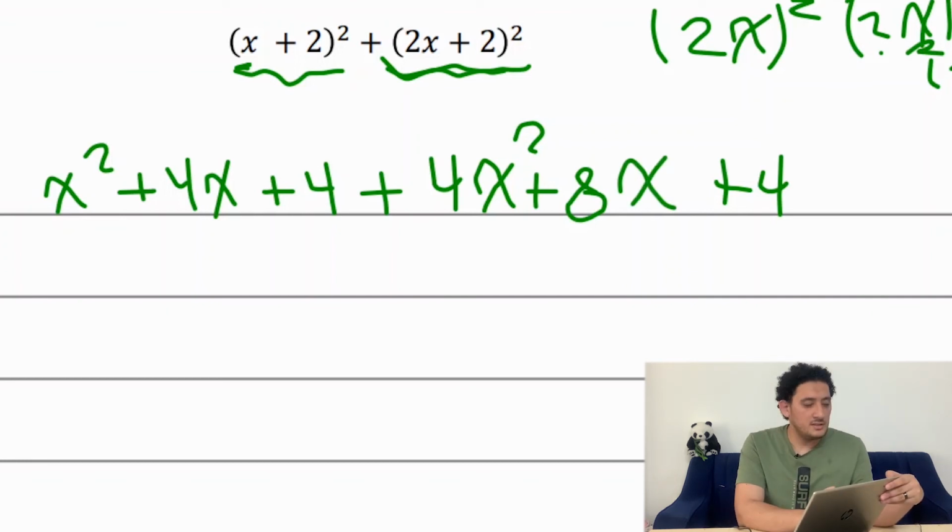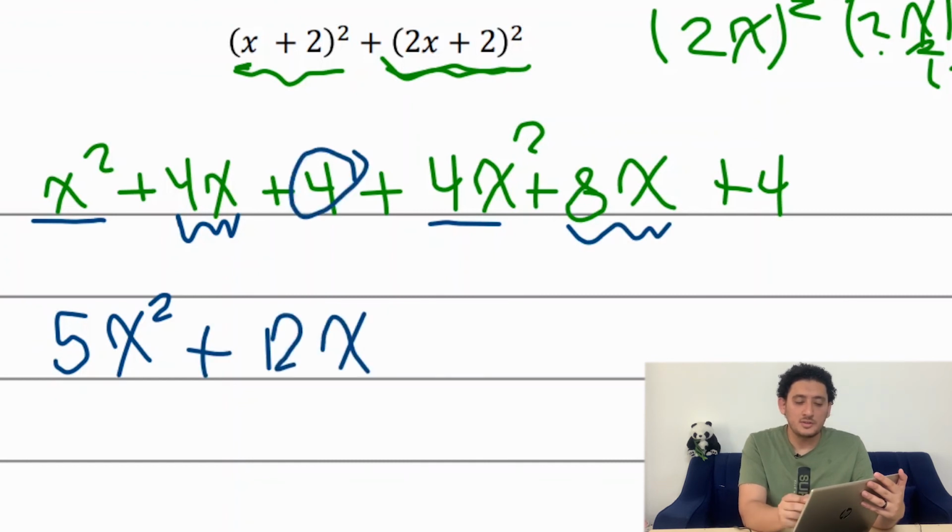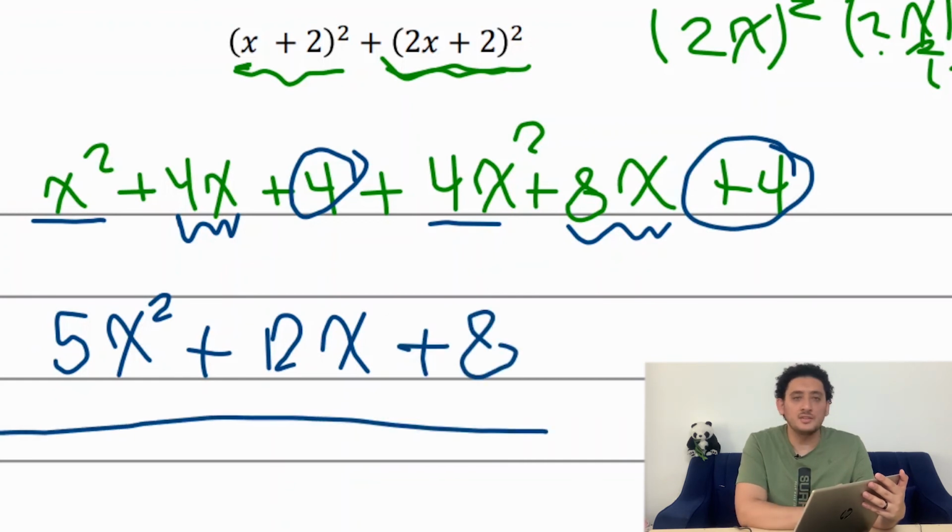Now we will add, or we will collect, the like terms. We have x squared with x squared. One of them is 1 and the other one is 4, so the addition is 5x squared. You have here 4x and 8x. The sum of them is 12x. 4 plus 4 means 8. So this is our final answer.